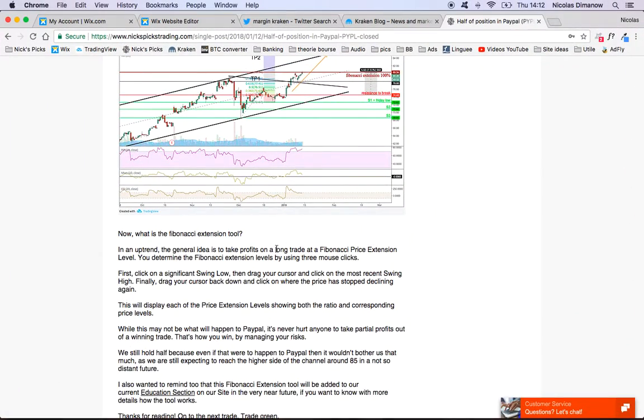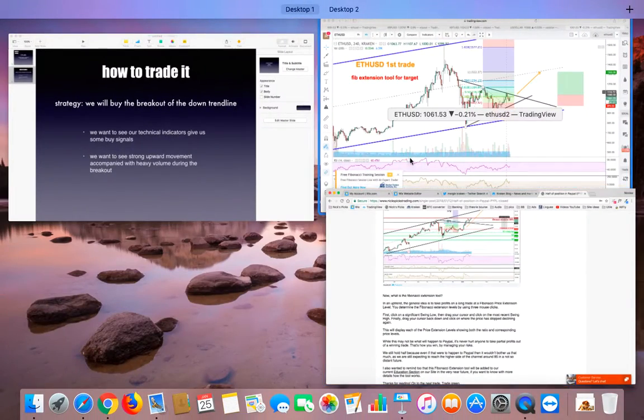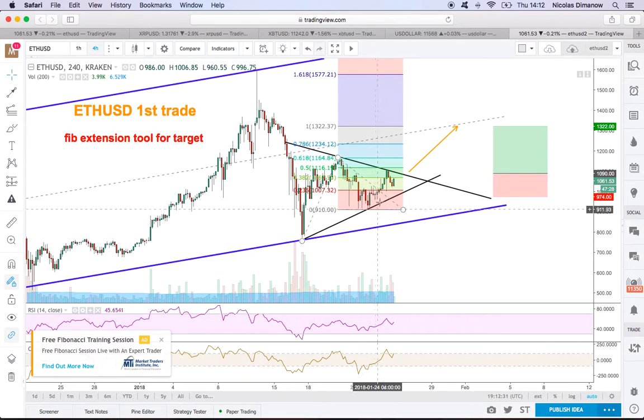where the price has stopped declining again, right? Which is around here, 910. So you use that and it shows you levels where it's advised to take some profits off the table. So we're gonna try to reach the 100% extension level of this move.